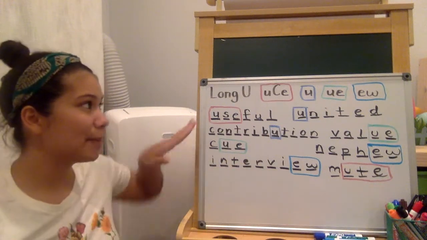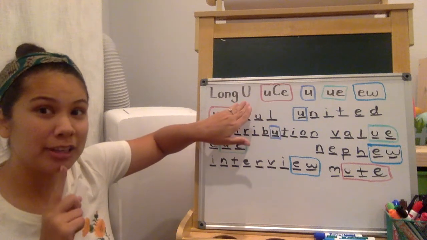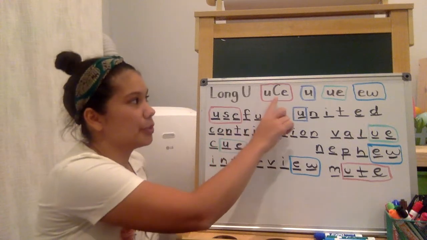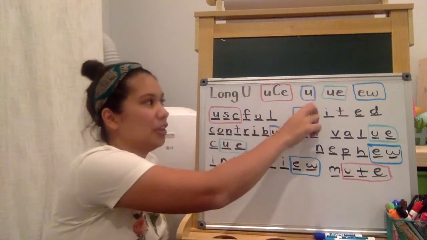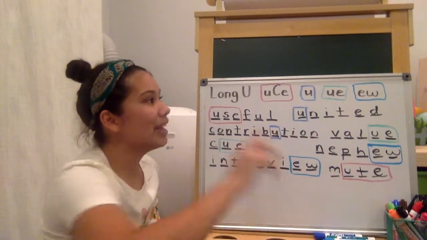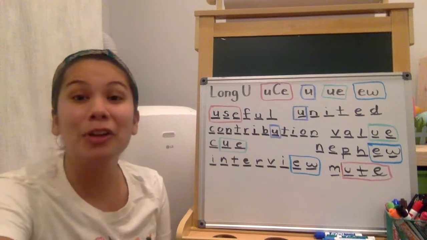So we just practiced spelling patterns with the long U. It says its name, the name of the letter is U, so the long sound is U. U consonant E makes U, U makes U, UE makes U, EW makes U. Those are the long U spelling patterns.